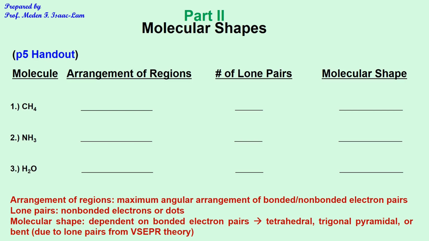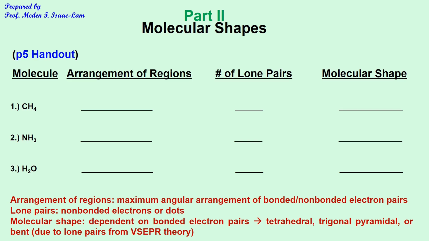NH3, however, if you refer to your Lewis dot structures, you will have 1 lone pair on the nitrogen. The H will not have a lone pair. You have 1 set of lone pairs, 1 pair of 2 dots. Therefore, the arrangement of regions is the same as above because you have 3 bonded pairs and 1 lone pair, so the arrangement of regions should have been tetrahedral. However, the molecular shape is not tetrahedral because of the presence of the lone pair. Therefore, it's going to be pyramidal or trigonal pyramidal.